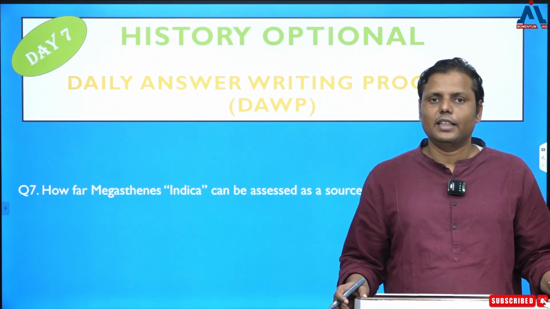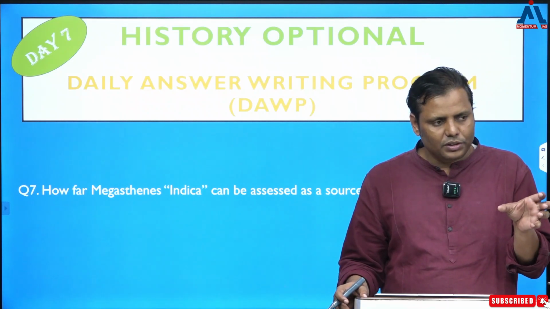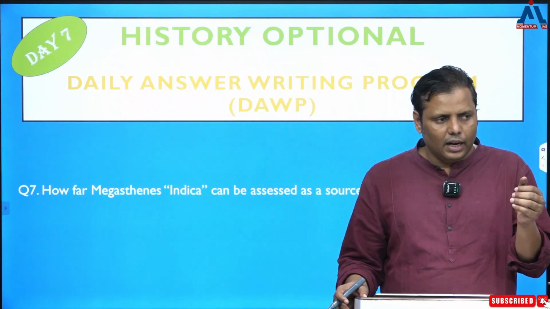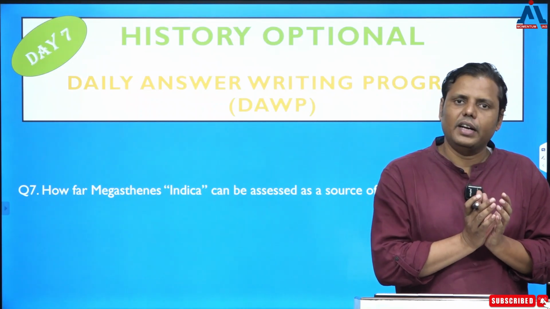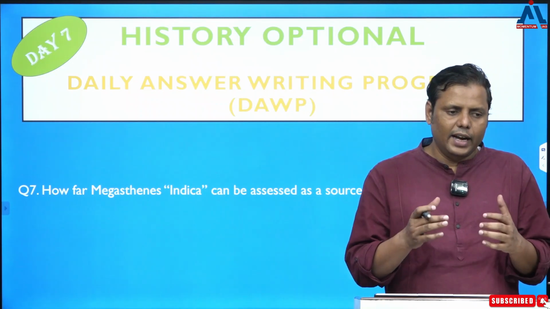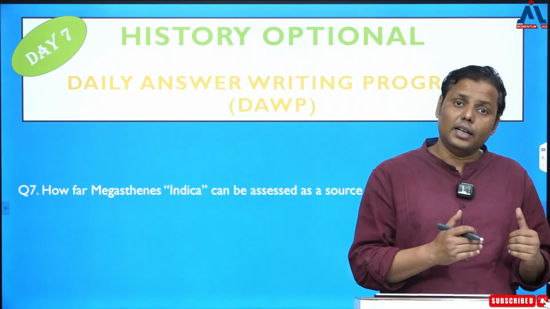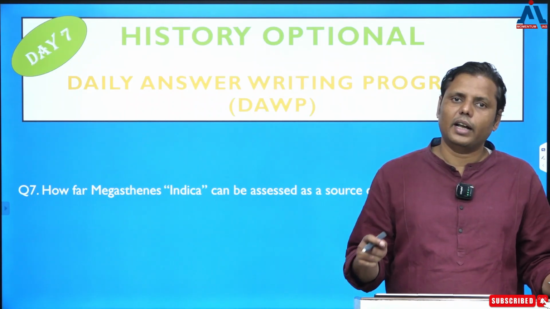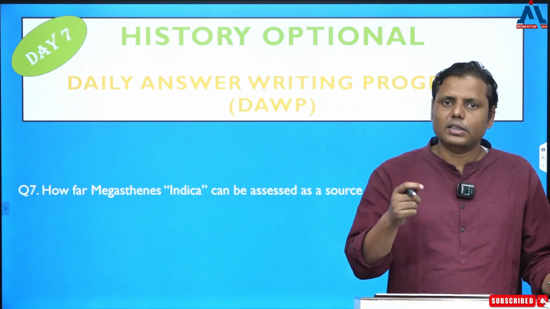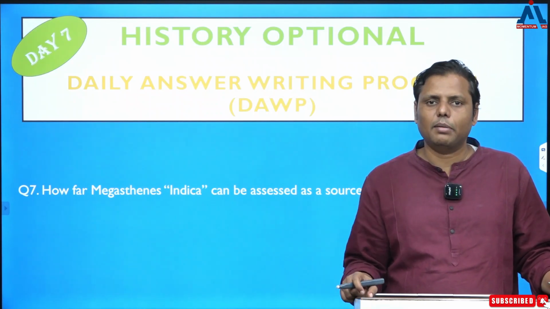The second important lacuna is that the original version of Indica is not available. Indica was referred to by some other contemporary or later authors, and that's the reason it is available to us as a secondary source rather than as a primary source.